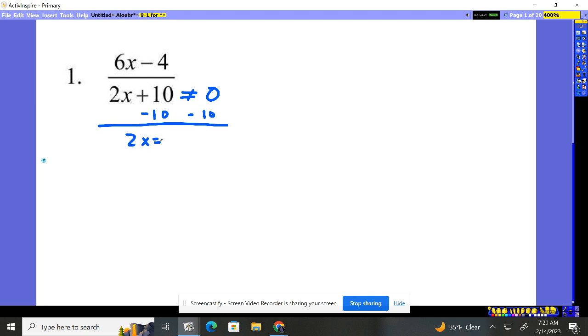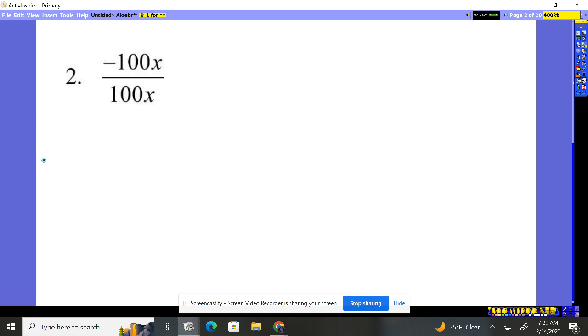I subtract 10 to move the 10 over. So 2x can't come out to be negative 10. Divide by 2, divide by 2. X is not allowed to be negative 5. So negative 5 is the excluded value for number one.